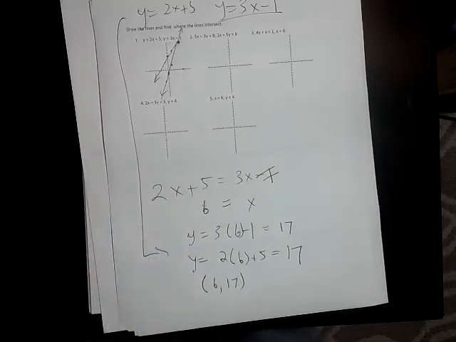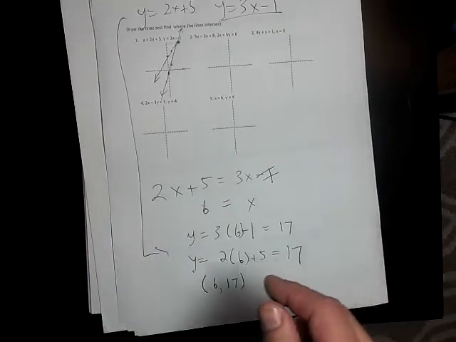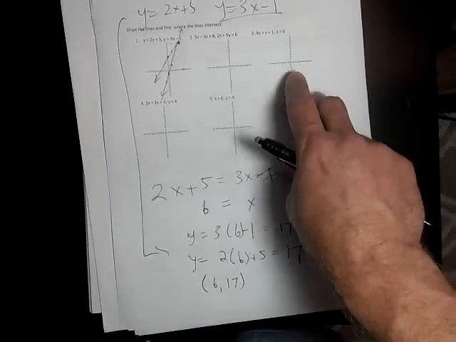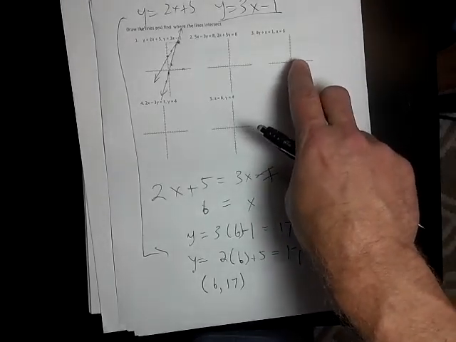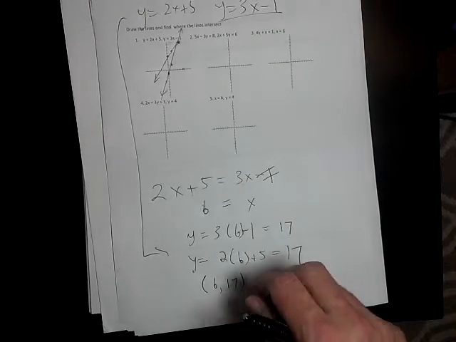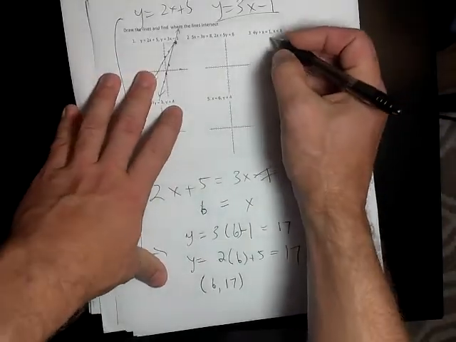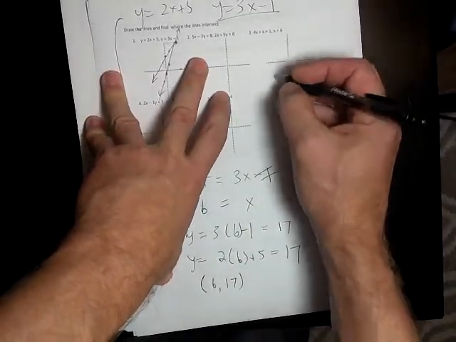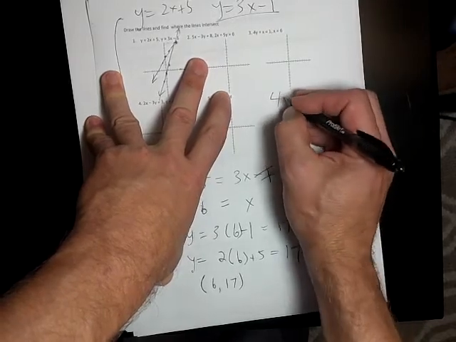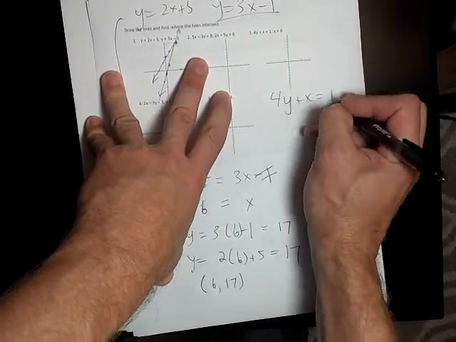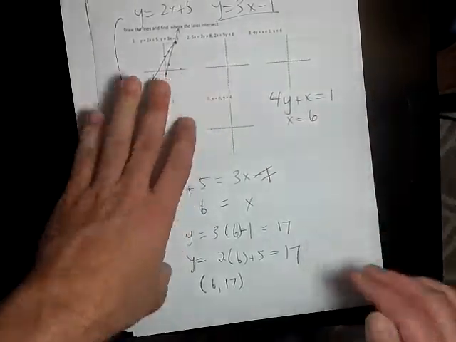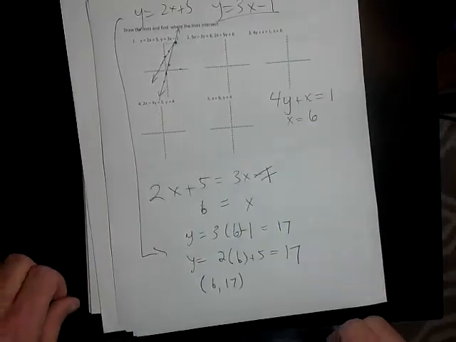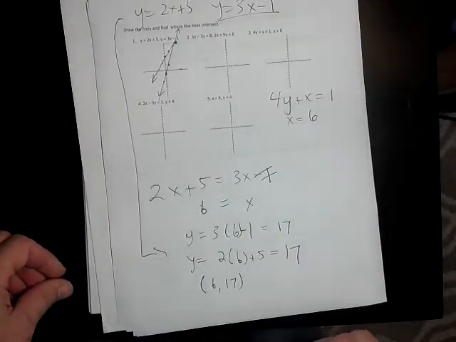So go ahead and do number 3 right now. It should be in your papers, you should print these out, but it's 4y plus x equals 1 and x equals 6. Now pause the video and figure out where they intersect.